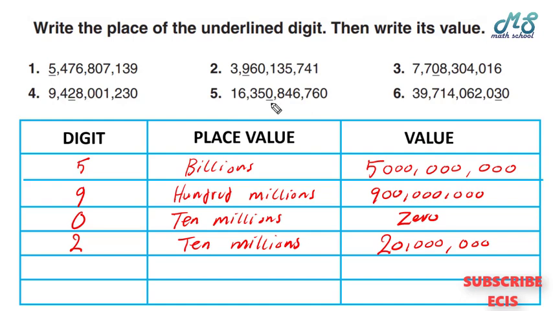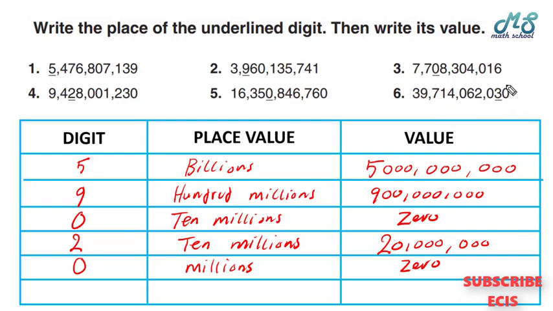Number 5, the underlined digit is 0. You have to write 0 in what? In the millions place, or ones millions. You can write millions. Its value in any place is equal to 0. So you have to write 0.